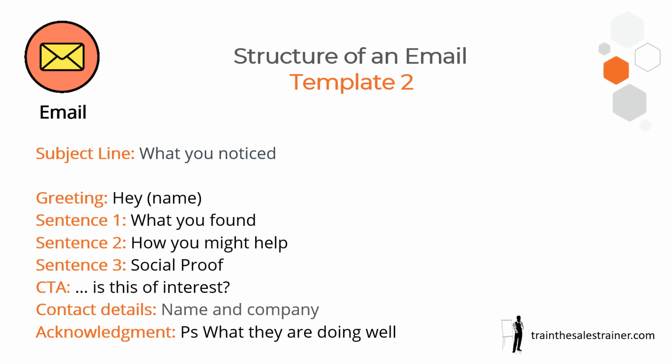Sentence 3. Then you're going to provide some social proof. This could be some work you've done for similar companies or results that you've achieved, but have a link to that proof. Then you're going to have a very low friction call to action, followed by acknowledgement in the PS. PS, what you're doing is really great, and expand on what you've noticed they're doing really great.